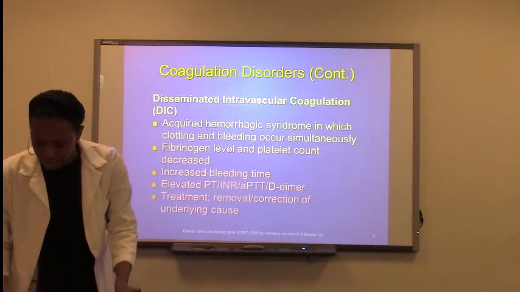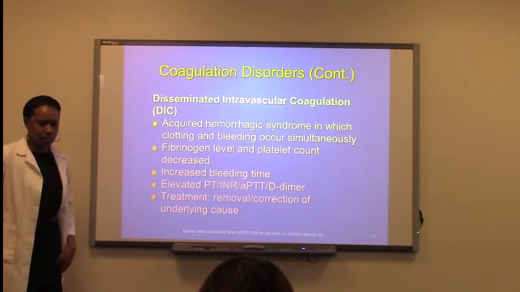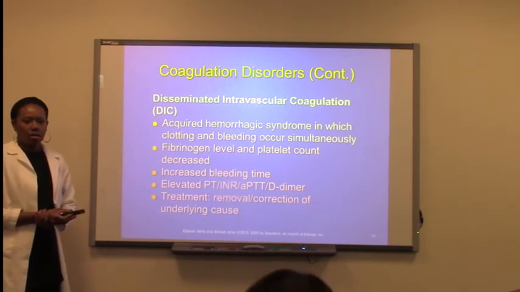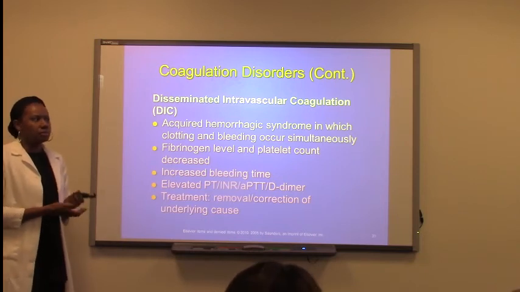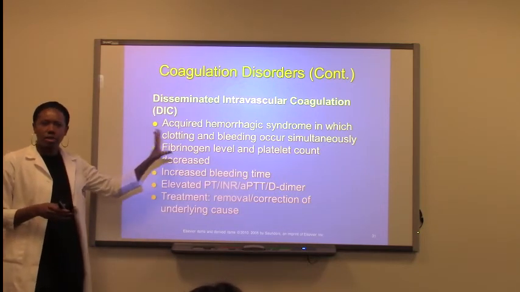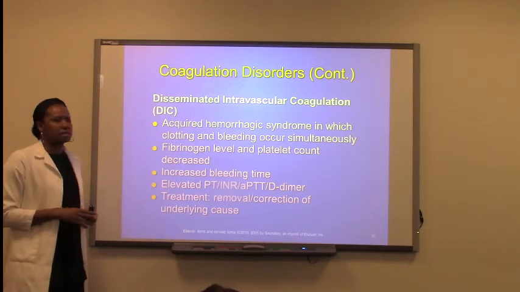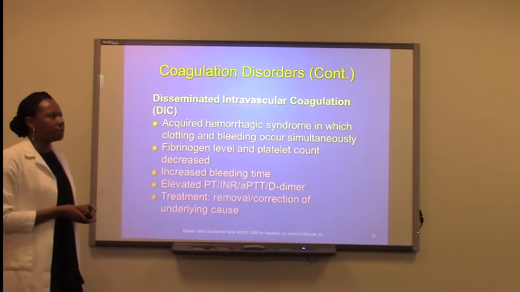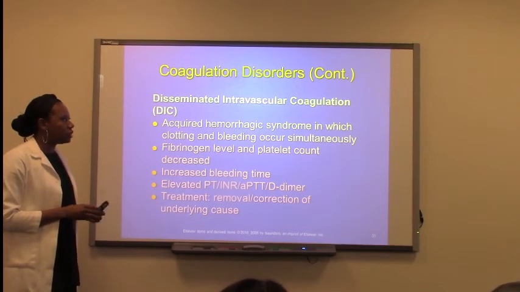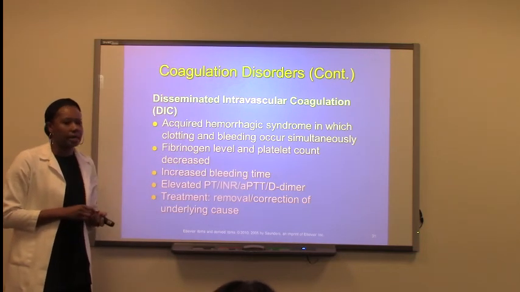DIC. This one is a tricky one. The more I read about things with this class, I didn't realize how common this is. This is more common than I thought it was, DIC. I don't want to say it's the most common bleeding disorder, but it's quite common. This is what is called disseminated intravascular coagulation. So what does this mean? This is when a person has an acquired hemorrhagic syndrome with clotting and bleeding simultaneously.